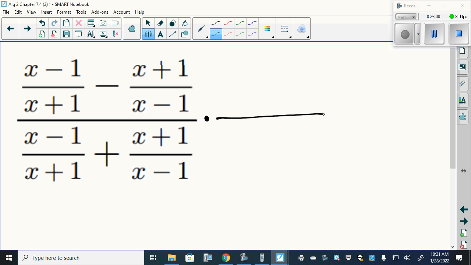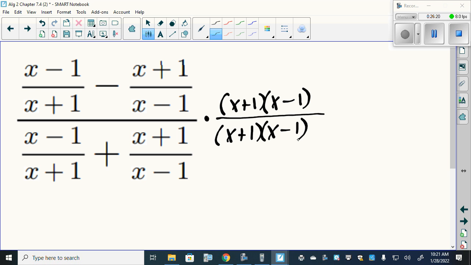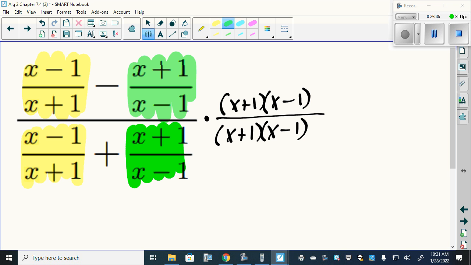So, looking at all four of these fractions, we know that we'll need to multiply at least two of them by... because the x plus 1, let's get the highlighter out, we'll simplify the x plus 1 out of this one here and this one here. The x minus 1 will simplify this fraction and this one.